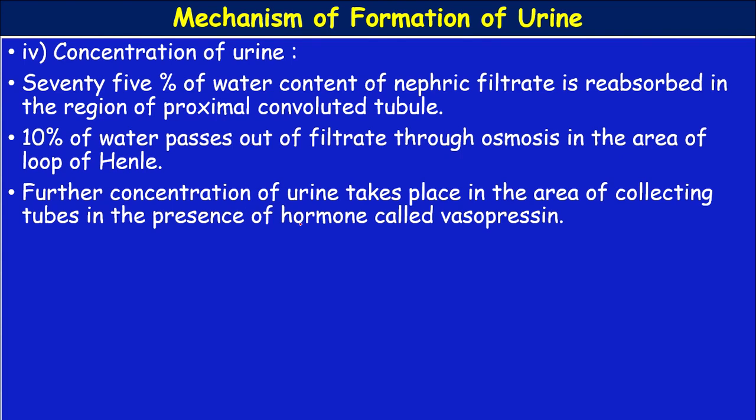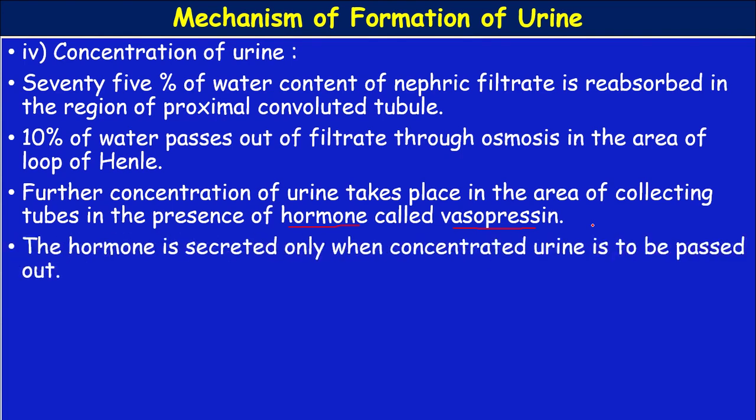presence of a hormone. What is that hormone? Vasopressin. This is the hormone which is secreted by pituitary gland, endocrine gland. So this is called antidiuretic hormone, ADH. So it helps in the concentration of urine by helping in the reabsorption of water. Okay. So the hormone is secreted only when concentrated urine is to be passed out. This is a feedback mechanism; this hormone is produced only when concentrated urine is to be passed out.